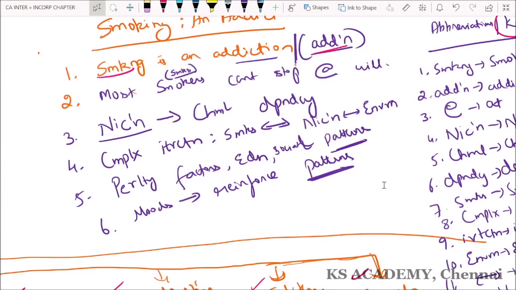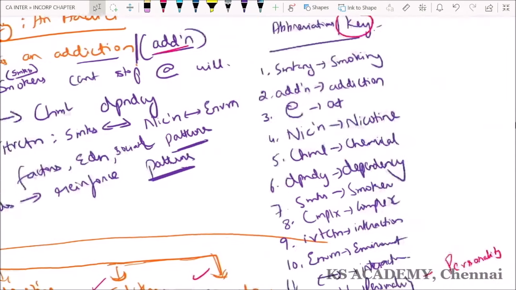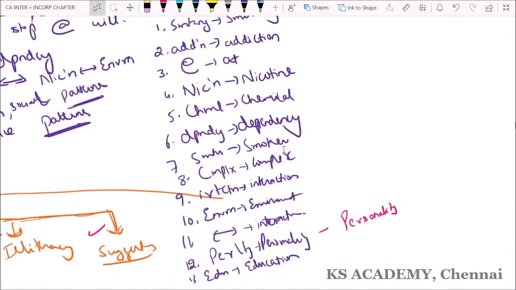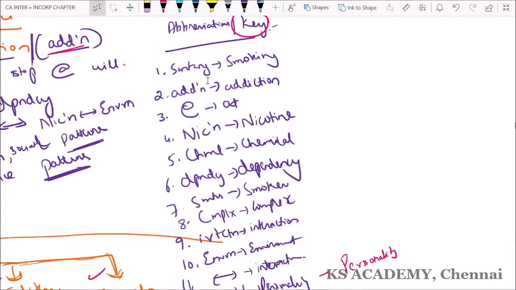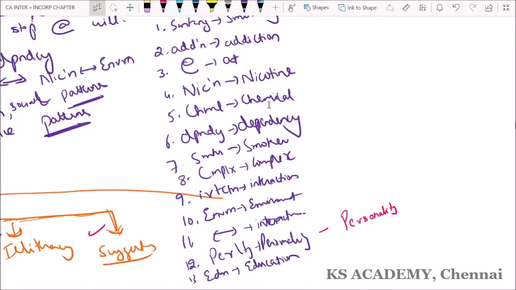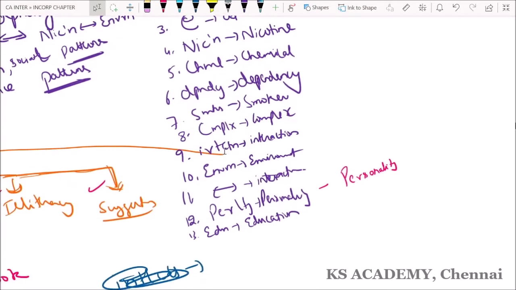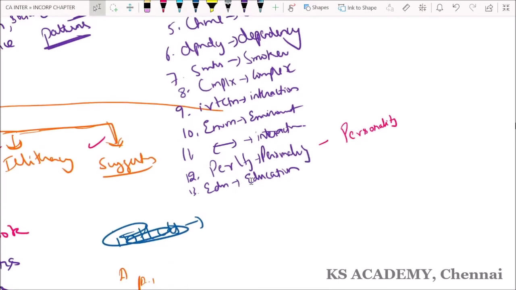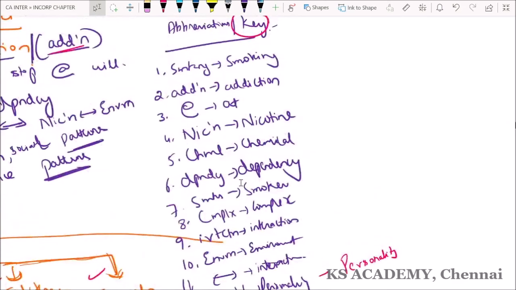Correct? Yes. So if you see, then here the abbreviations key for what? Smoking, it is this. Addiction is addiction. At will be at. Nicotine. Chemical, I'll use this. Dependency, this. Smokers, this. Complex. Then interaction is this. Environment is this. Personality, education. So around 13 I have made here. So like that, maximum 10 to 15 maximum. Beyond that you cannot do. You can't write everything in short form.